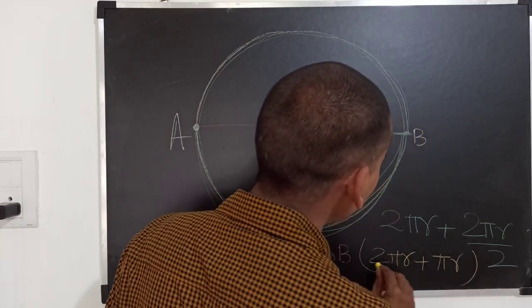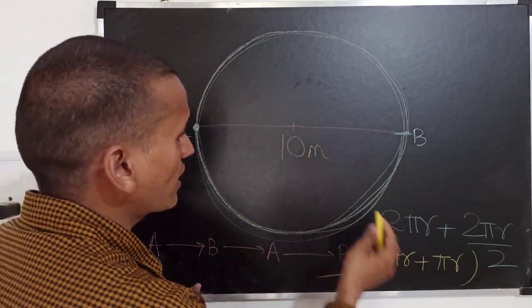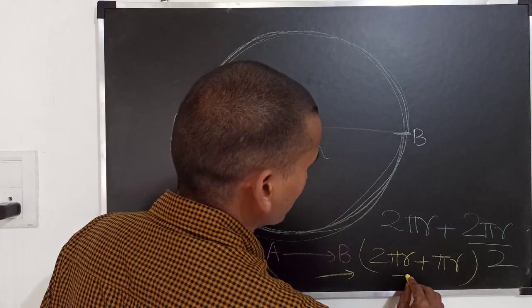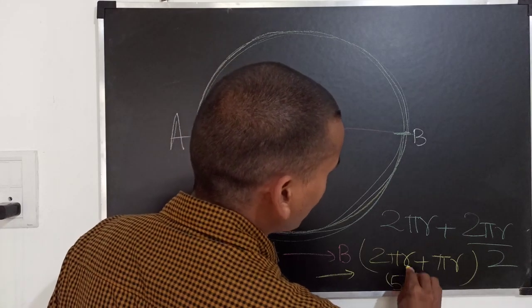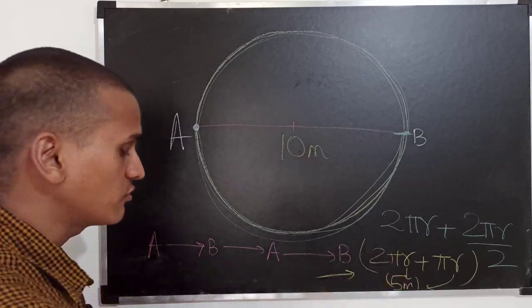So you can get the distance using this formula. R, you know, R is 5 meter. Just substitute R and you can find it out. R is 5 meter. So if you substitute the value, you can find out easily.